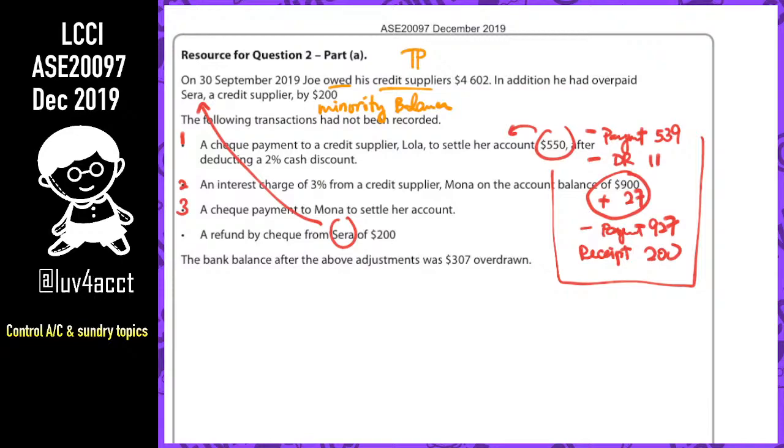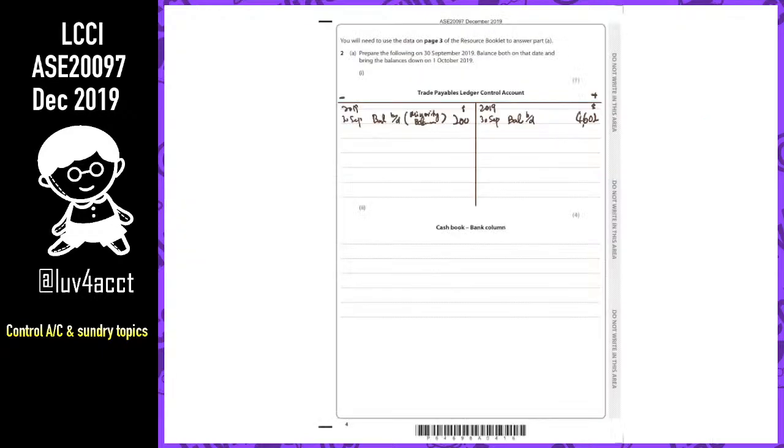Not really two ways, but because I see payment here, we have two payments. Control account is a summary, so when we update it, I will also put the summary of what happened. That is the total. So the two added together, 539 and 927, it will be 1466. 1466, the total payment made to credit suppliers. So I will put that there.